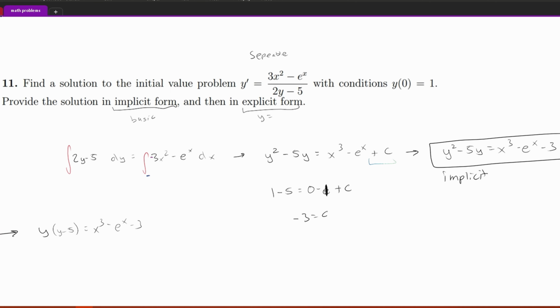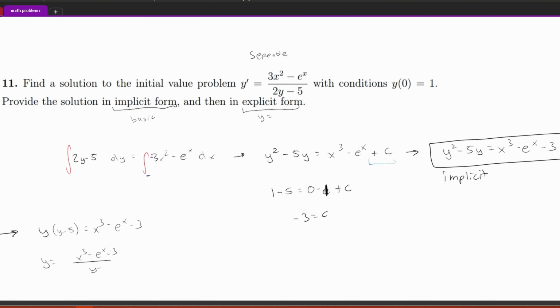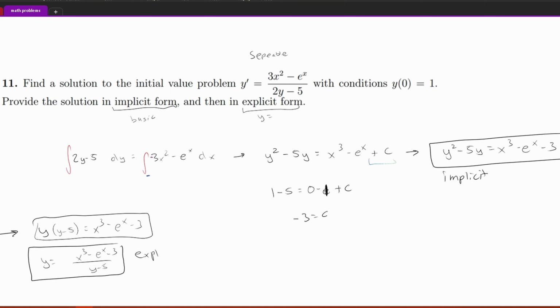So from here, we'll just get y is equal to x cubed minus e to the x minus 3 over y minus 5. It's like the simplest form we can put it in. Or you can just leave it like this. I believe either of these should work for an explicit form. And that is how we would go about solving for this.